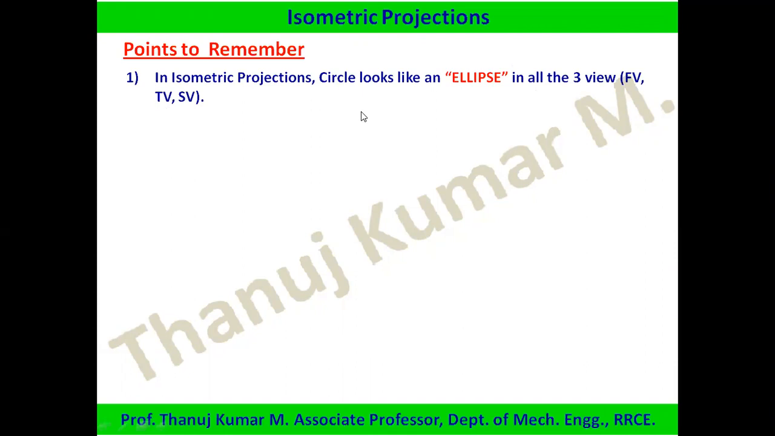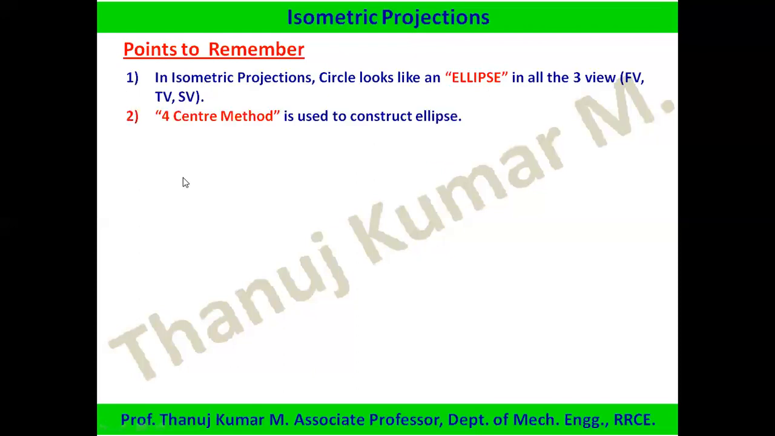You're drawing a circle. You take a bangle, you have a bangle, right? Or you can take any circular ring. And if you just incline it at an angle, it looks like an ellipse. So in any view, front view, top view, side view, the circle looks like an ellipse in the isometric projections. When you see it in the front view, top view, side view in the orthographic view, it looks like a circle, whereas in the isometric projections, it looks like an ellipse. Keep in your mind, whether it's front view, top view, or the side view, in isometric projections, a circle looks like an ellipse. First point you have to remember.